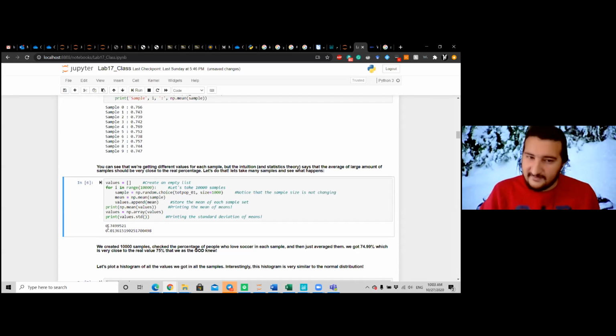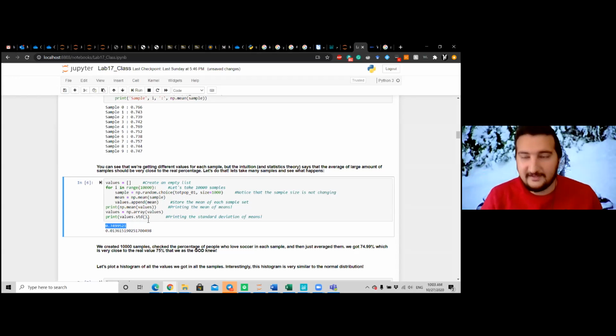So is this value close enough to the population mean? Yes. So that is exactly the theory that we were talking about. So if you take large amount of samples, many samples, in this case 10,000, you will eventually be able to closely estimate your population parameter of interest.